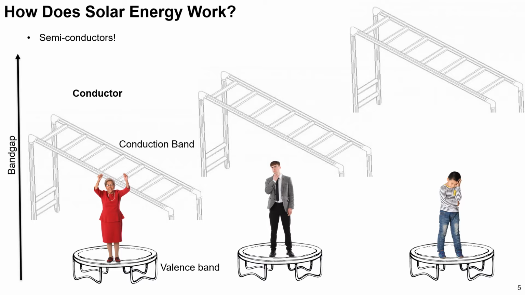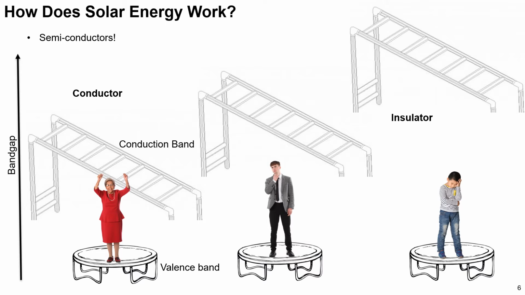So imagine you have a grandma on a trampoline, and above that trampoline are some monkey bars that grandma really wants to get to. Now in this case, the monkey bars are extremely low, so that grandma can be on the monkey bars and the trampoline at the same time. She reaches both at the same time. In this case, she can overlap both of those areas. Now this is analogous to a conductor, because in this case there is overlap between the valence band and the conduction band of a material.